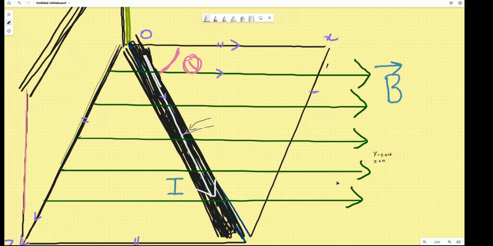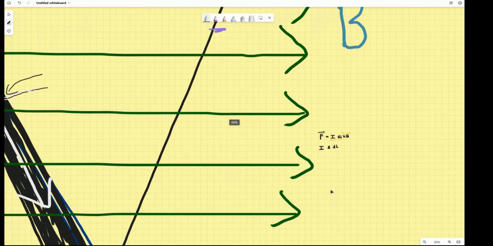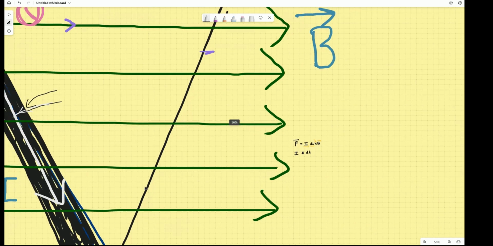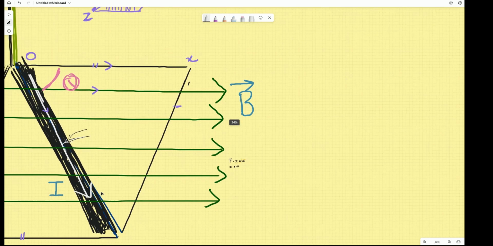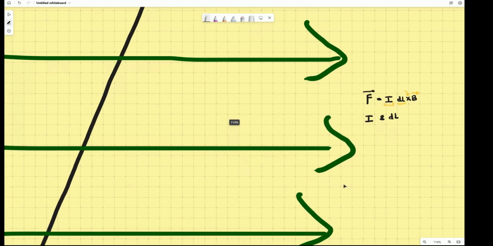But generally, this is not the situation. The situation is something else generally, which I will just explain to you now. This was done for making your life simple, right? But what is the general formula? The general formula will come to your mind now.